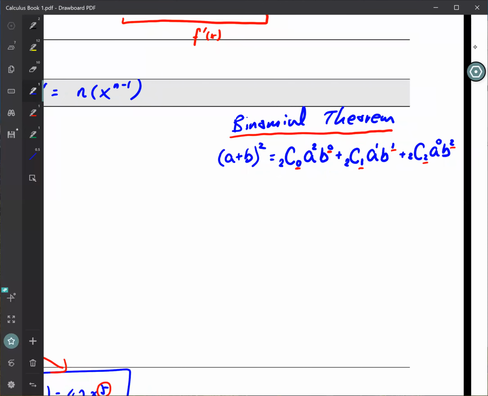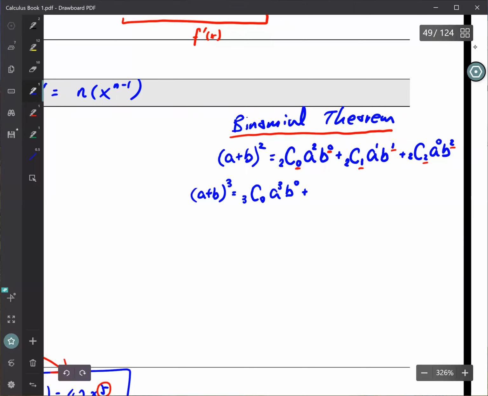So let's say I want to expand a plus b to the cube now. Anyone can tell me what will be the first term? Is it 3C0, A to the 3, B to the 0? Yeah. So you just follow the pattern. It always starts from 0 and then goes up by 1 each time, so 0, 1, 2, 3. So you continue plus, what will be the second term then?